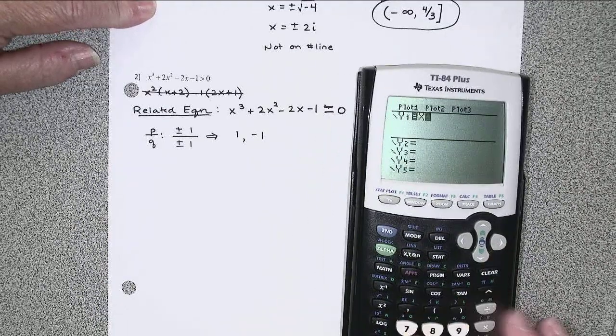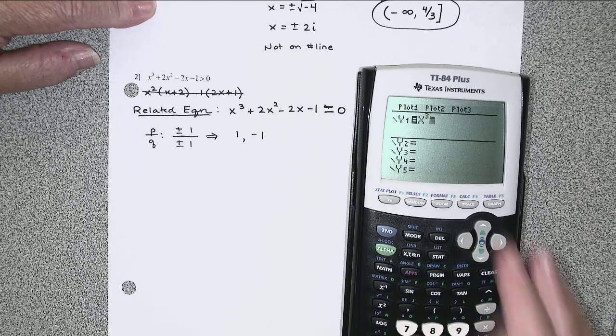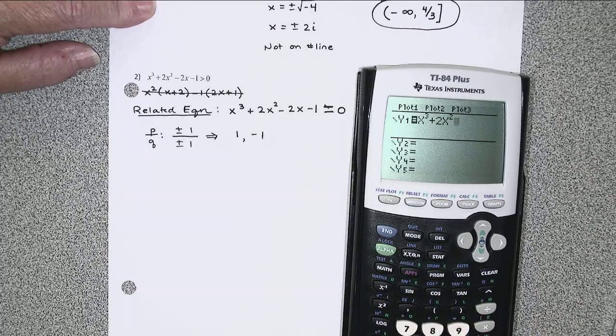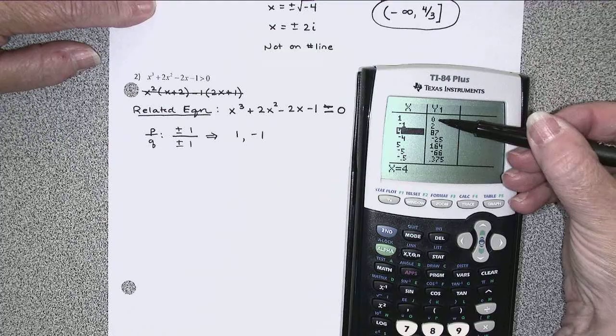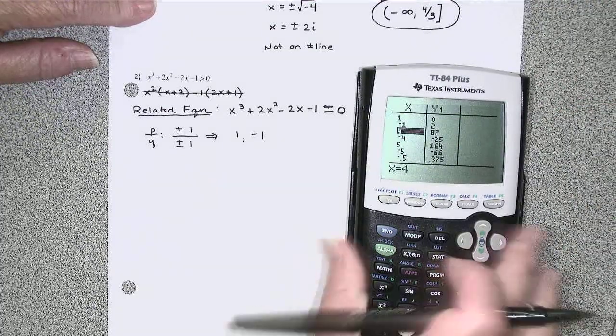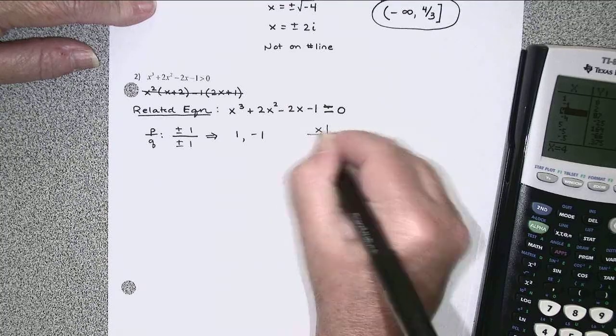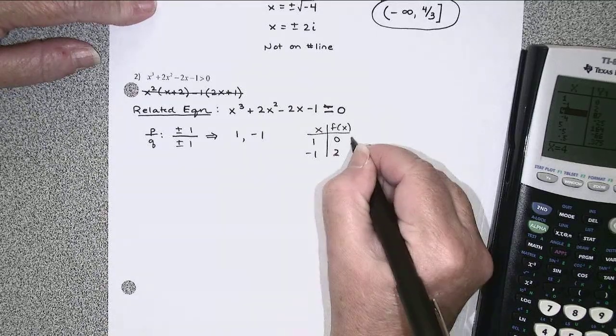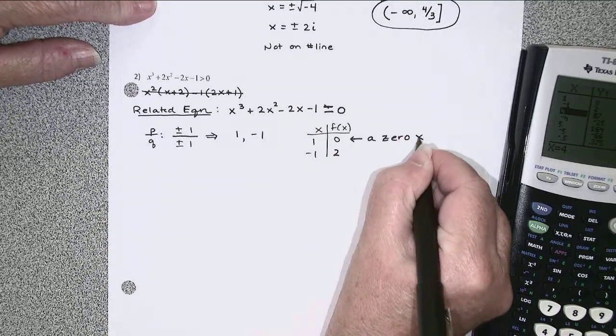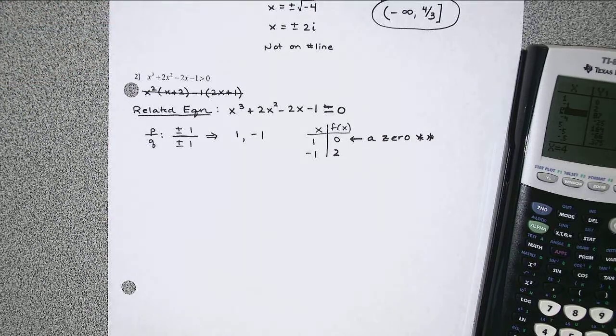Let's go ahead and put the equation in here, just so I can use my table. 1 and negative 1. So it looks like 1 is a 0, negative 1 is not. So, knowing that 1 is a 0, let's divide the factor x minus 1 out and see what we're left with.